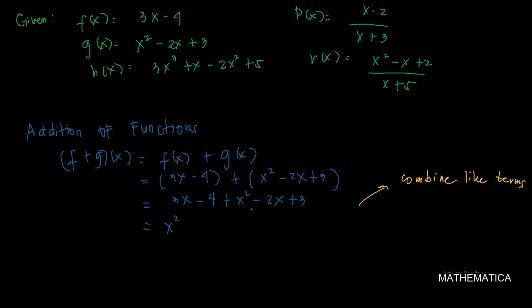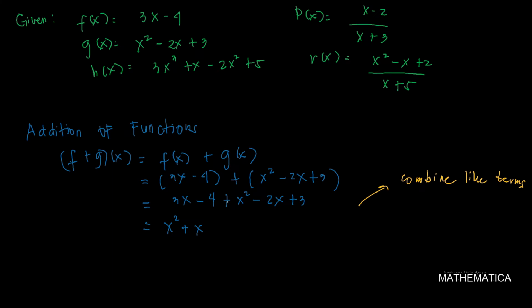So, ano mas malaking sign? Si positive o si negative? Si positive. So, magiging positive x. So, we don't have to write 1 there. Kasi meron na siyang invisible value doon ng 1. Okay? So, next naman, meron tayong dalawang constant. We have negative 4 and positive 3.